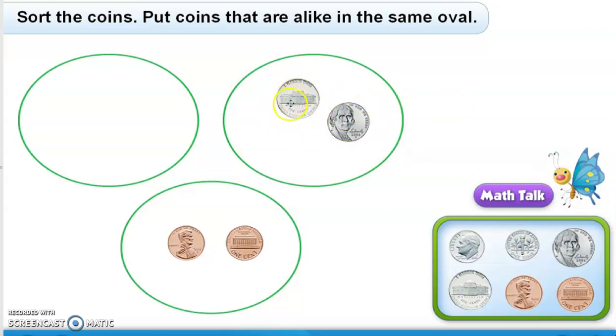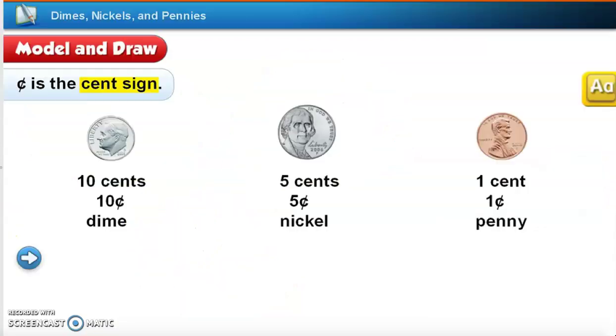So this is one side of the nickel. This is the other side. This is one side of the penny. This is the other side. And then lastly, our dimes are going to go in this oval over here. They're smaller than the nickel. And this is what a dime looks like. So this is what the dime looks like on one side, and this is what it looks like on the other. So we have dimes, which is 10 cents, nickels are 5, and pennies are 1.